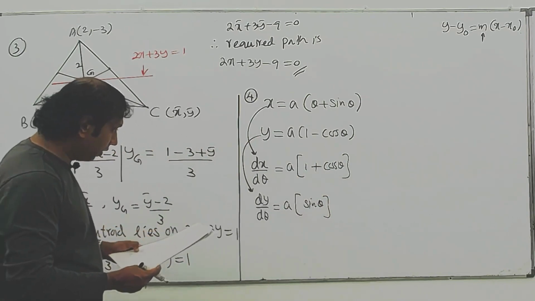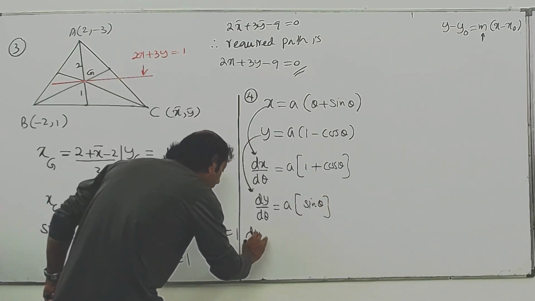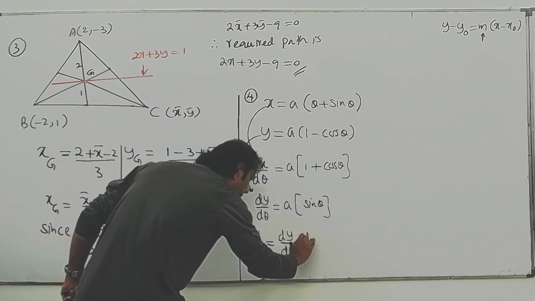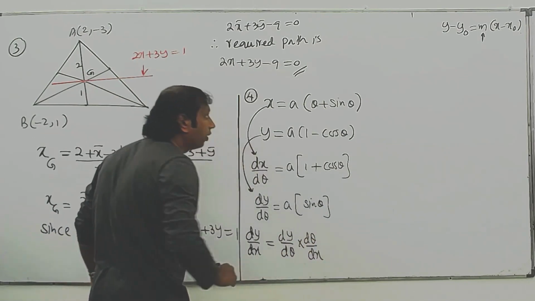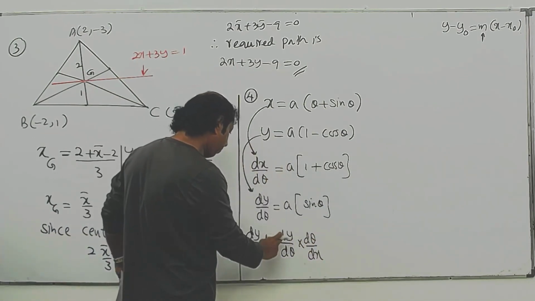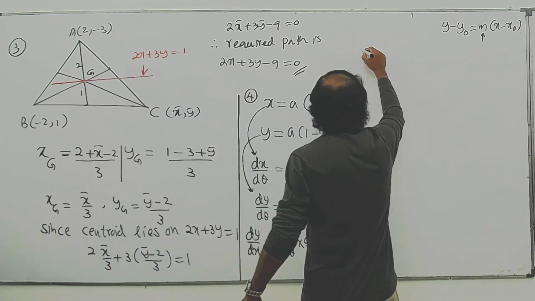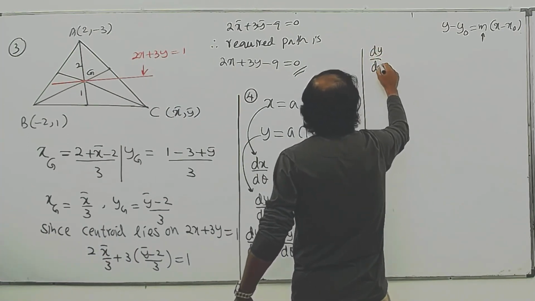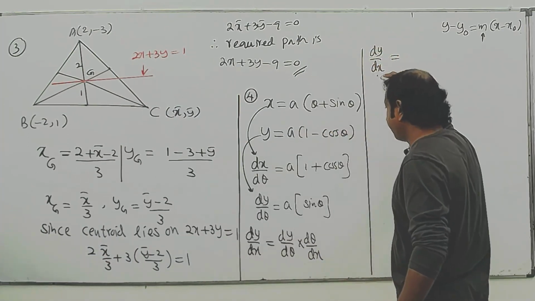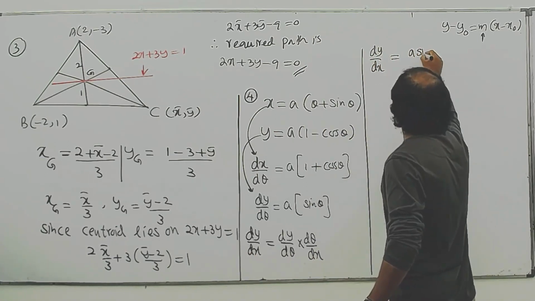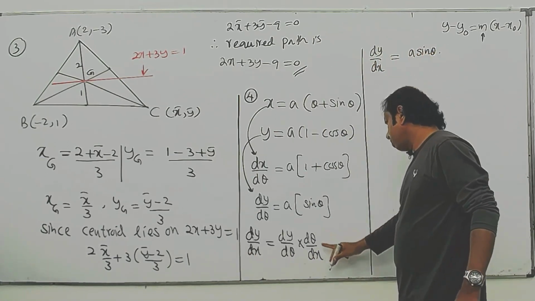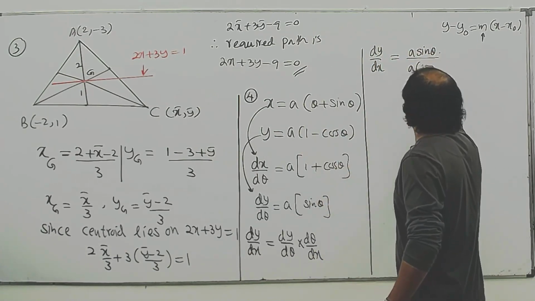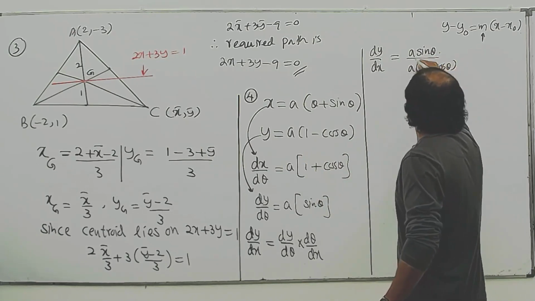Then you can use the chain rule, people. What is the chain rule? dy by dx is equal to dy by d theta multiplied by d theta by dx. We substitute this and this here. Then we get dy by dx: dy by d theta is a sin theta, and d theta by dx is the reciprocal of dx by d theta, so it comes to the denominator: a times 1 plus cos theta. Cancel the a's.